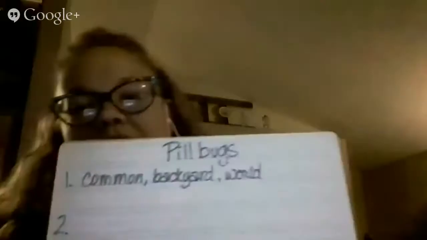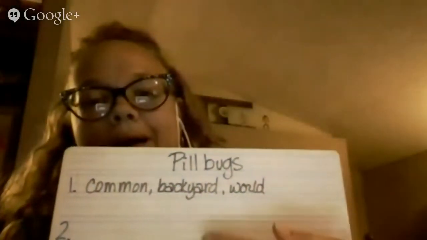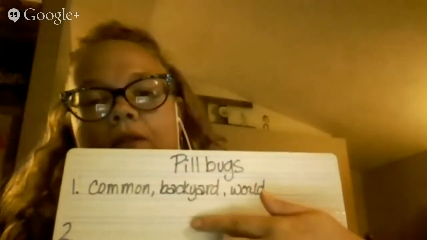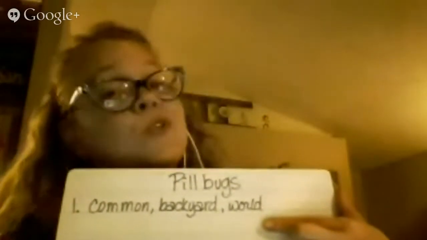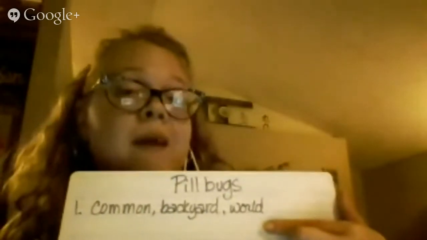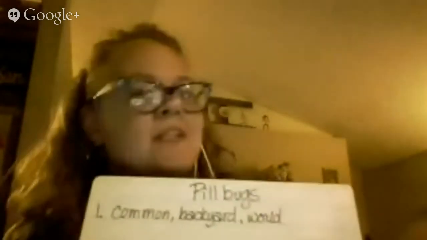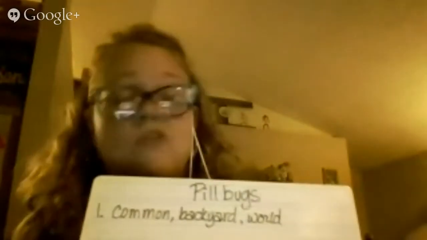So I'm writing down mine. Okay, so I wrote down common, backyard, and then world, okay? Now, if you looked at the teacher's notes, you will see that they recommend common, backyard, and inhabitants. Six of one, half a dozen of the other. The choice is yours. Okay?